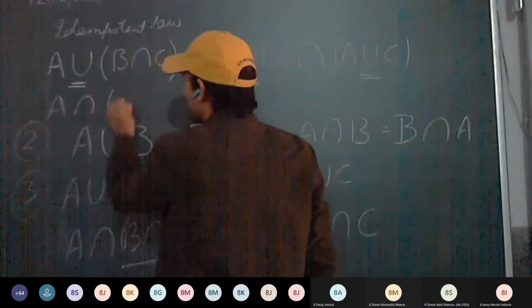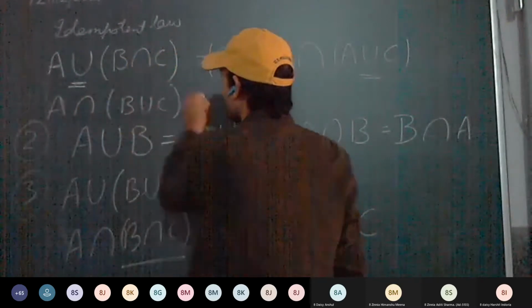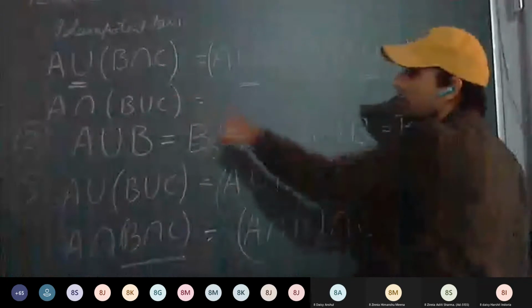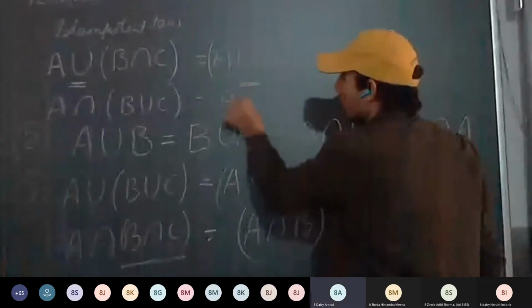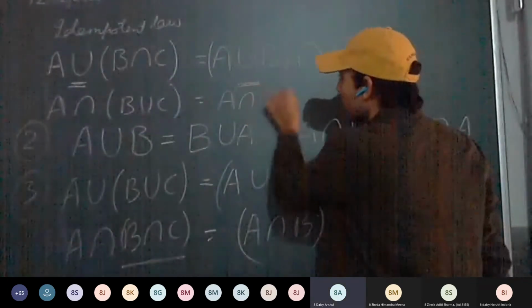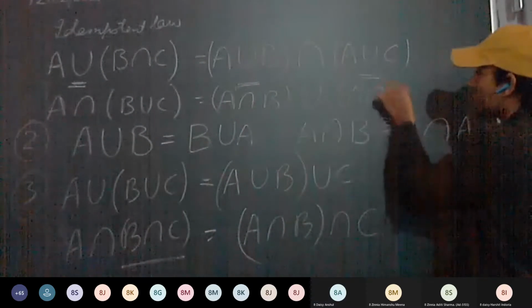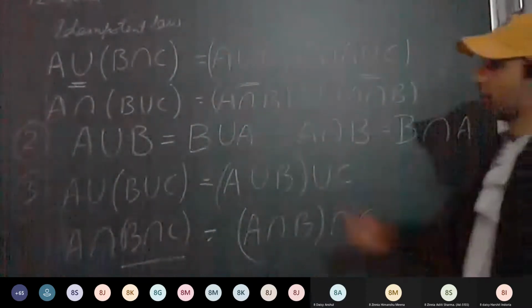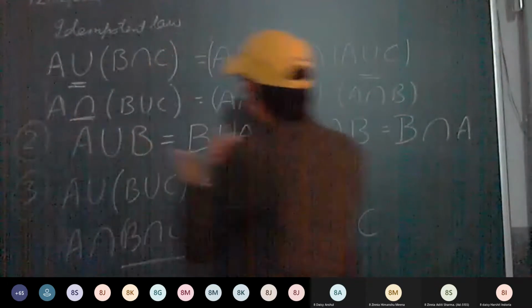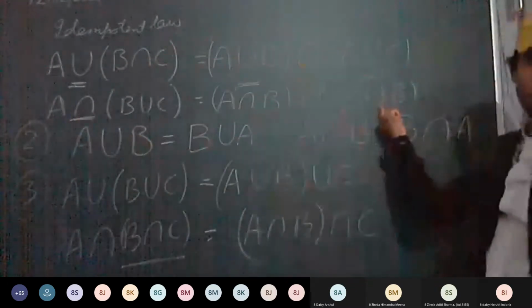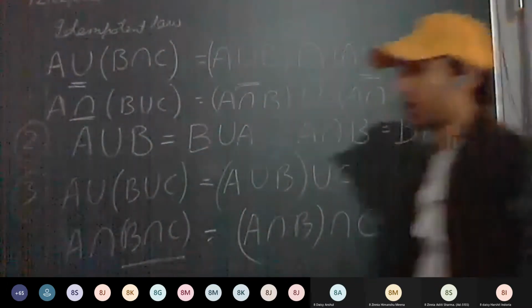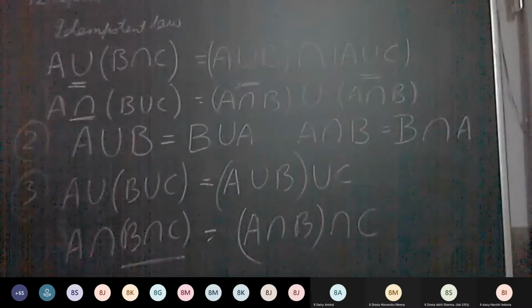Or A intersection, B union C. It can be written as, now we are distributing intersection: A intersection B union A intersection C. So here we are distributing intersection. Here we distributed, here we distributed. This is clear? Next, there is one more law, De Morgan's law.